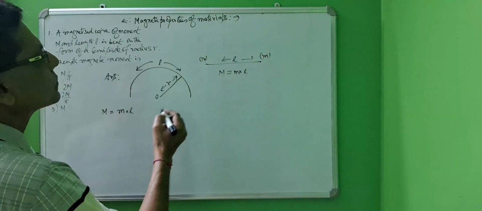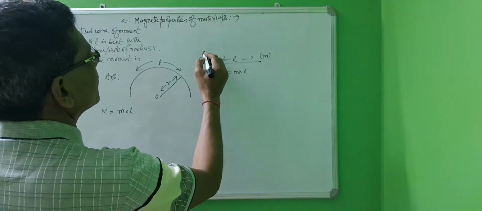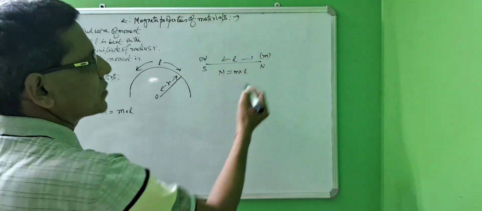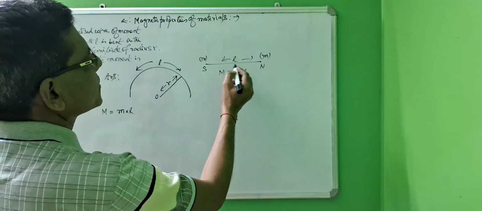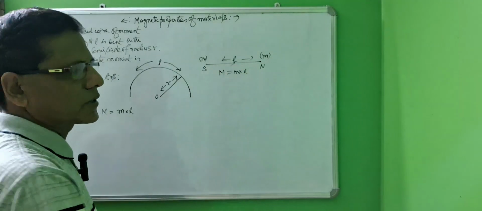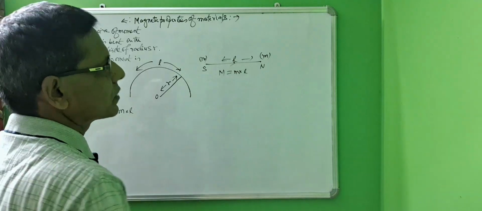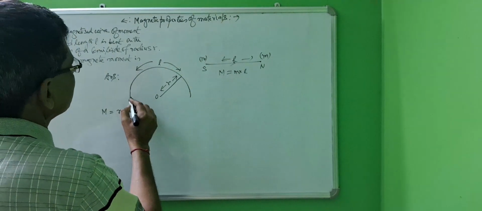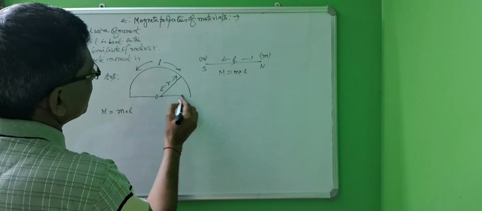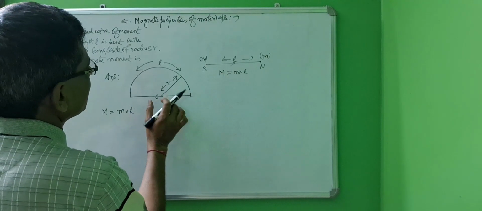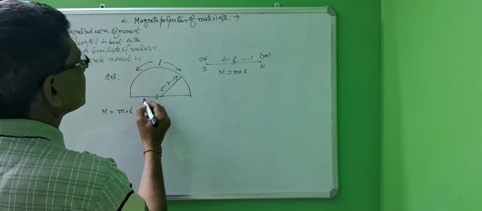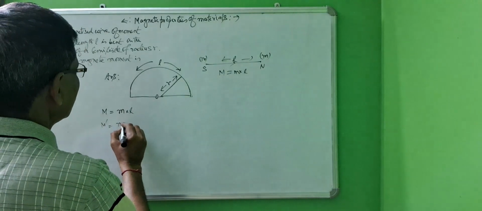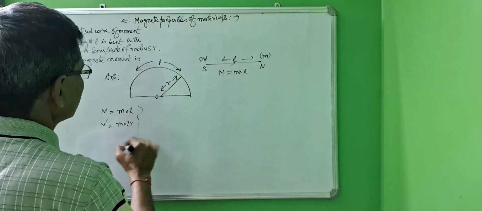Suppose this is the S pole and this is the N pole. Then the direction is along the SN direction, because magnetic moment is a vector quantity. So here, the distance is twice R, and the magnetic moment will be m into twice R.